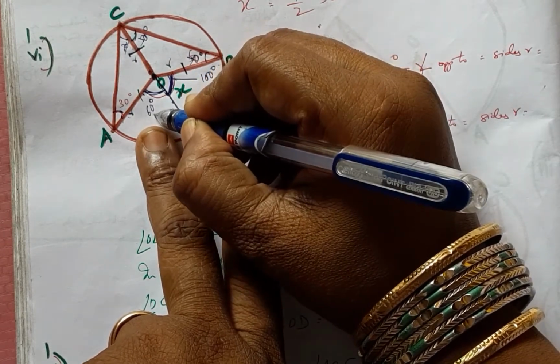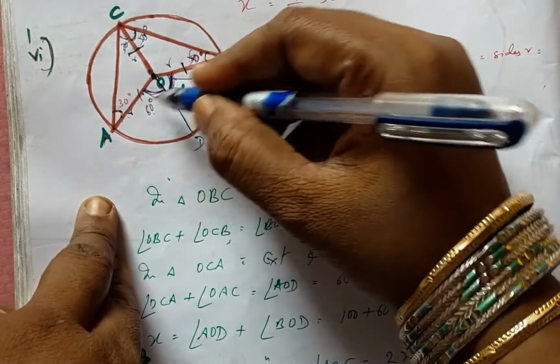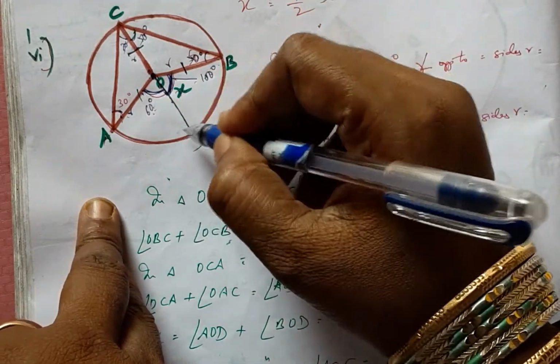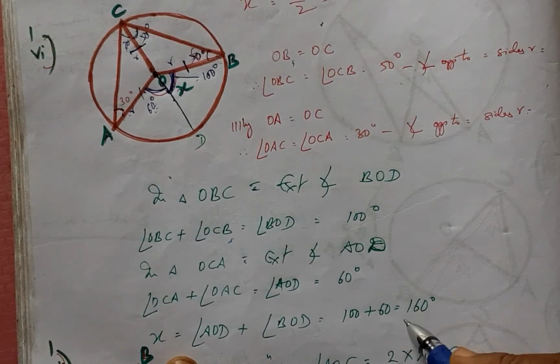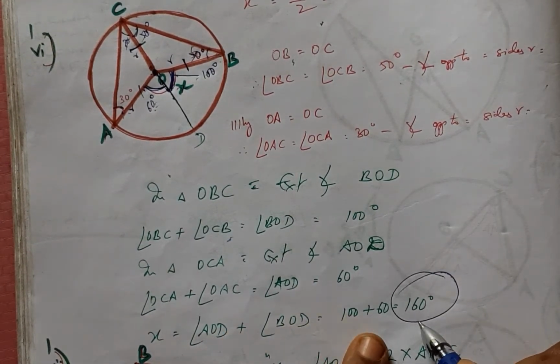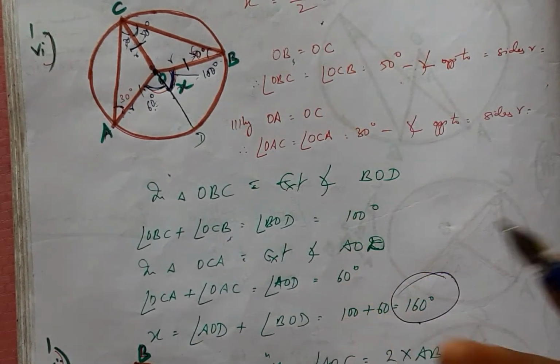Therefore this will be 60, and the sum of these two angles, AOD plus BOD, gives the value of x, which happens to be 160. The same has been elaborated here.